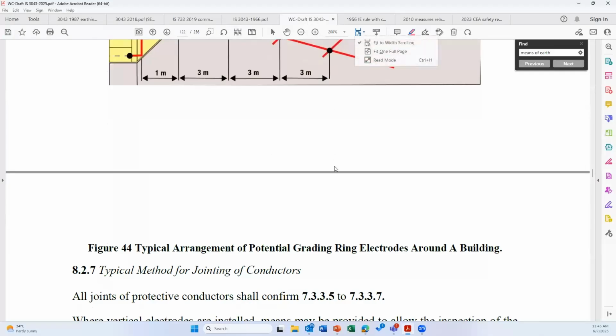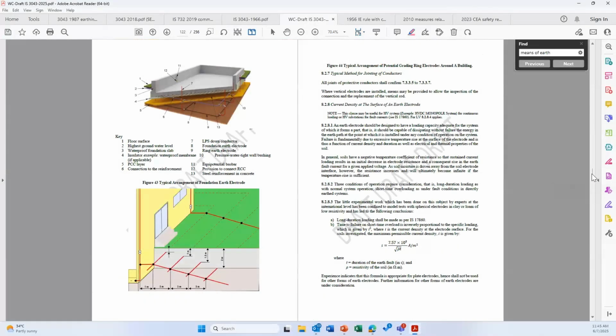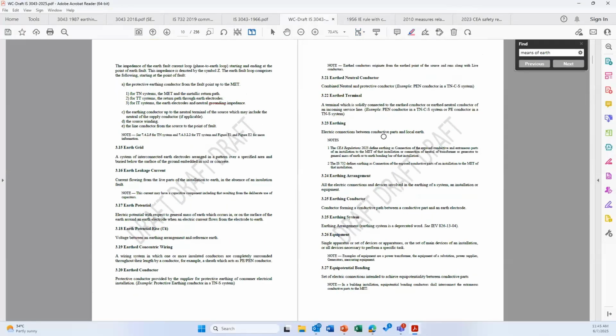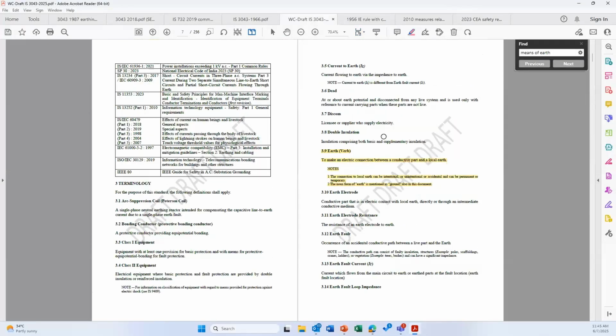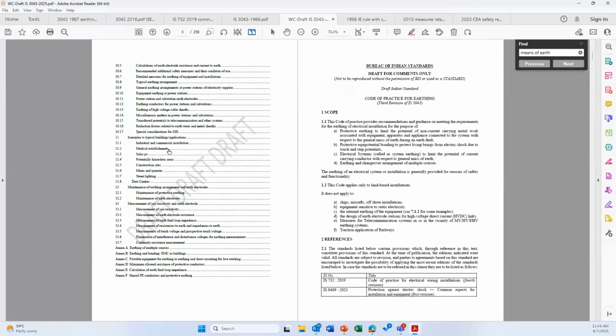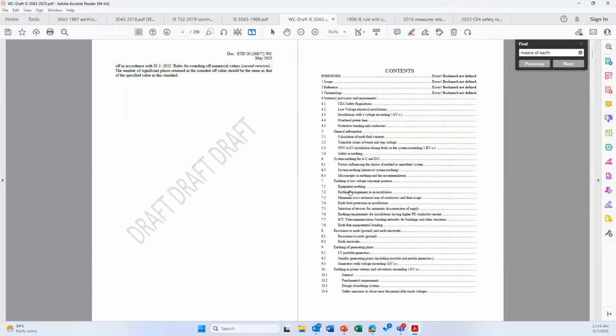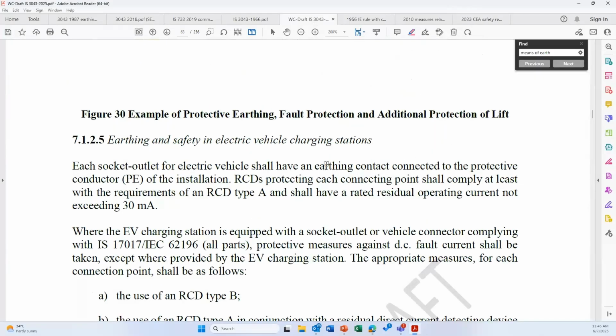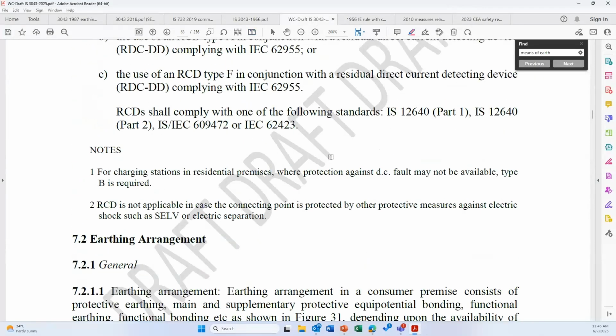to earth electrode. Going back to the index, what is earthing is also being included in clause number 7.2. Clause number 7.1, 7.2. 7.1 is equipment earthing. 7.2, earthing arrangement in a building. What kind of arrangements, how to do earthing in your building is the question here.